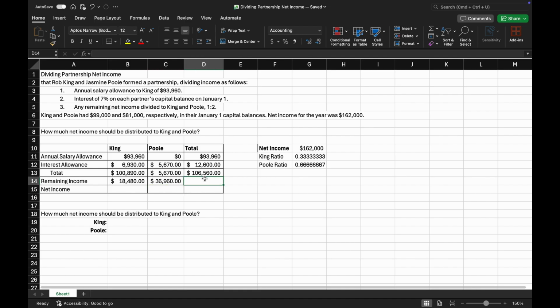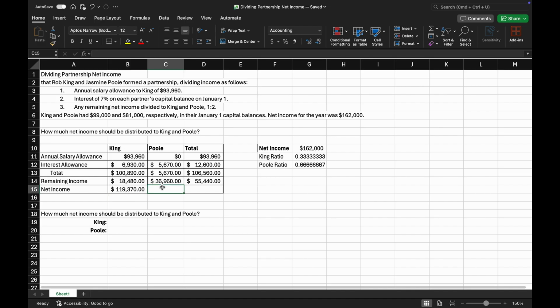Adding the two remaining incomes together, $18,480 plus $36,960 comes out to $55,440 of total remaining income after the allowances are taken out of the net income for the year. Now we must add the remaining income to the allowances for each partner. For King, that'll be $18,480 plus $100,890, which comes out to $119,370 of net income allocated to King.